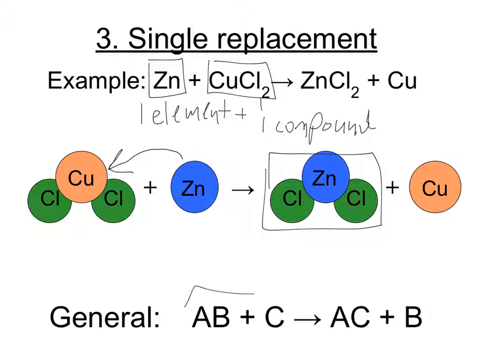Now the general formula right here, again, is one compound reacting with one element. That's how you can tell the difference. So look for compounds, look for elements.